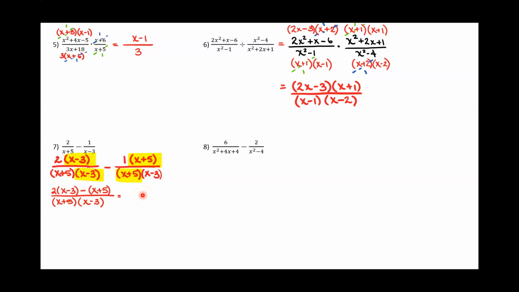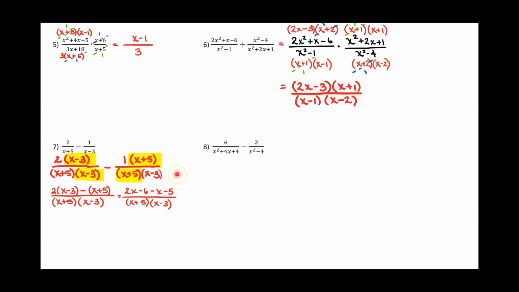Let's simplify our numerator a little bit. So we're going to distribute that 2. So 2 times x is 2x, and 2 times negative 3 is negative 6. And then here, remember there's an understood 1 right here, so negative 1 times x is negative x, and negative 1 times 5 is negative 5.